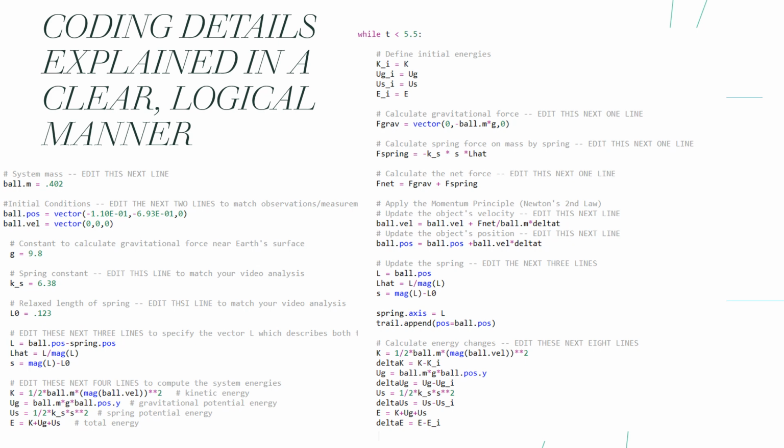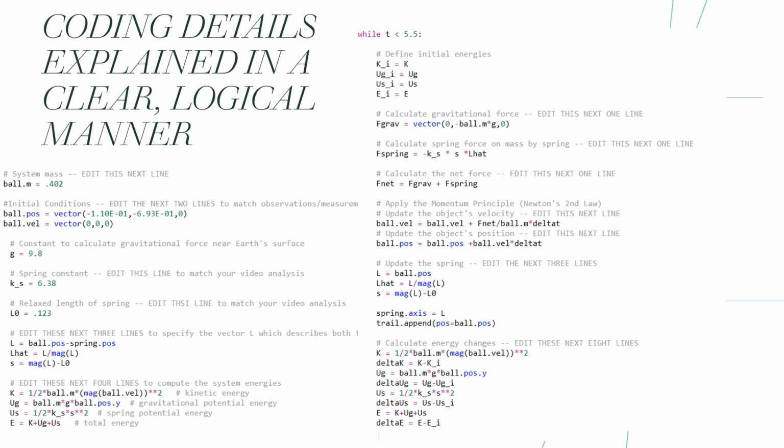Now to explain the coding details. The ball mass was given by the pre-lecture video. I used Tracker to get the ball position and the ball velocity, which is 0. For gravity, we know the acceleration is 9.8. The spring constant was calculated using Tracker. The initial relaxed length of the spring was also calculated using Tracker. Then the length L is ball position minus spring position. L hat is L divided by the magnitude of L, and so on.